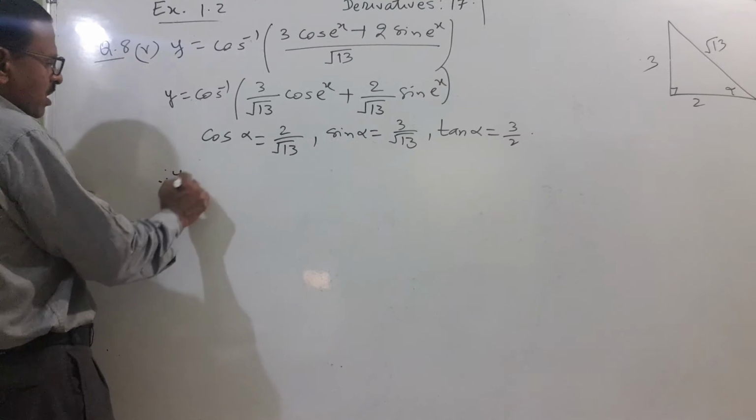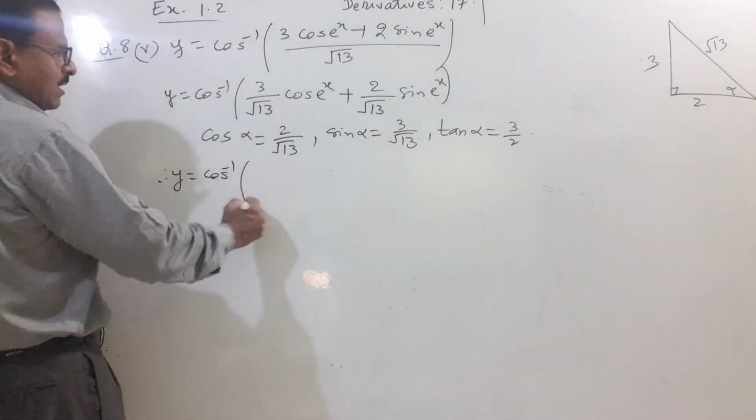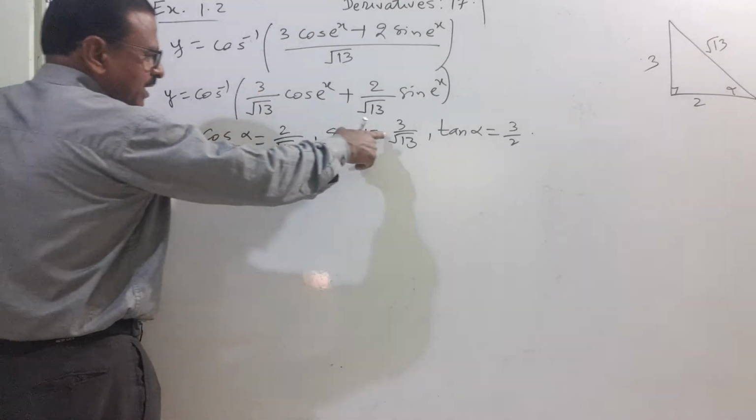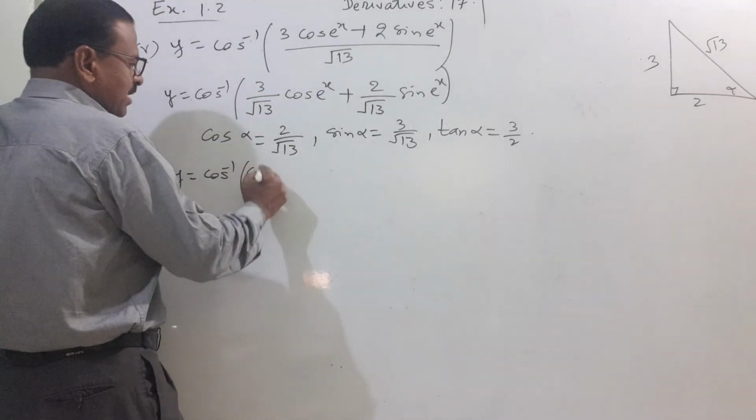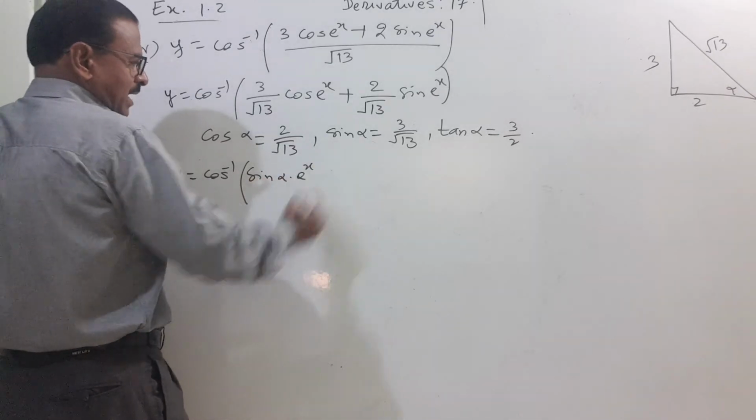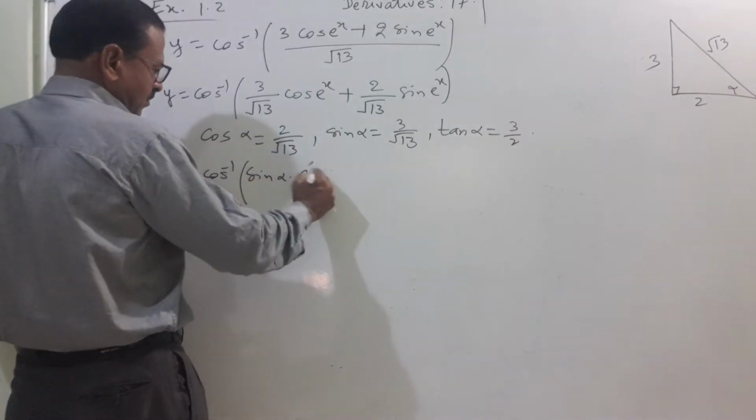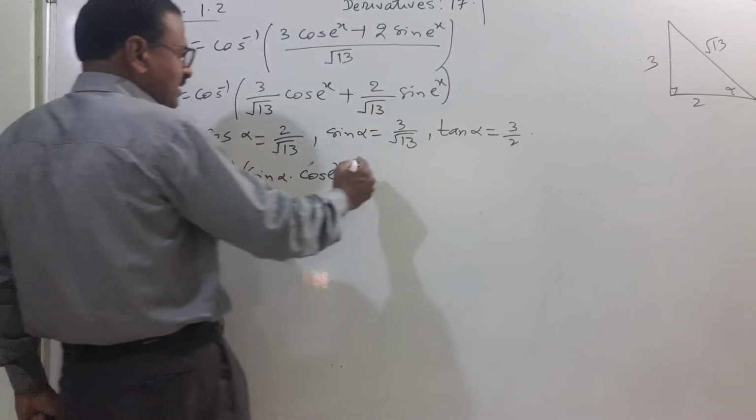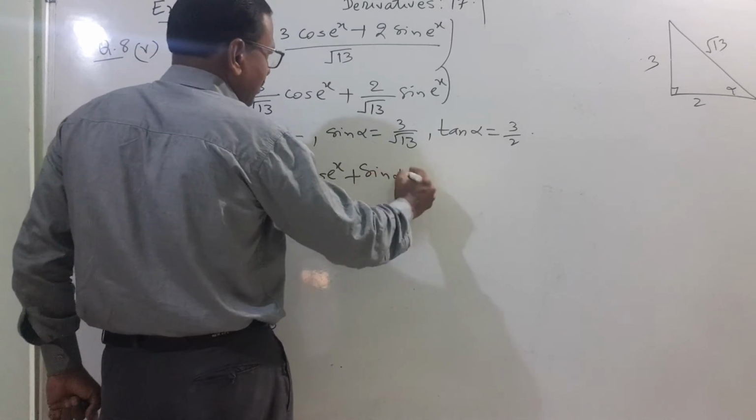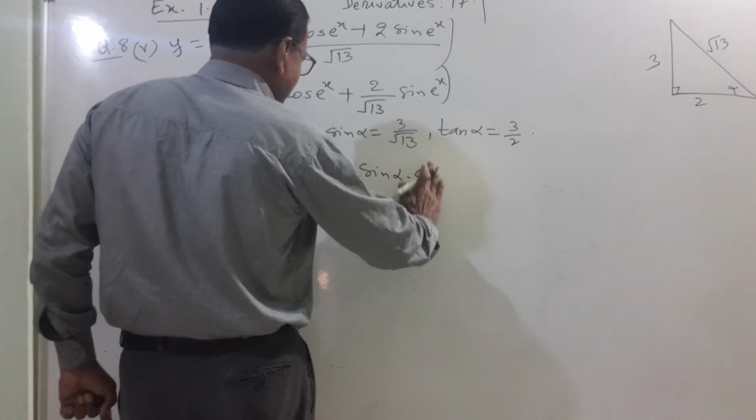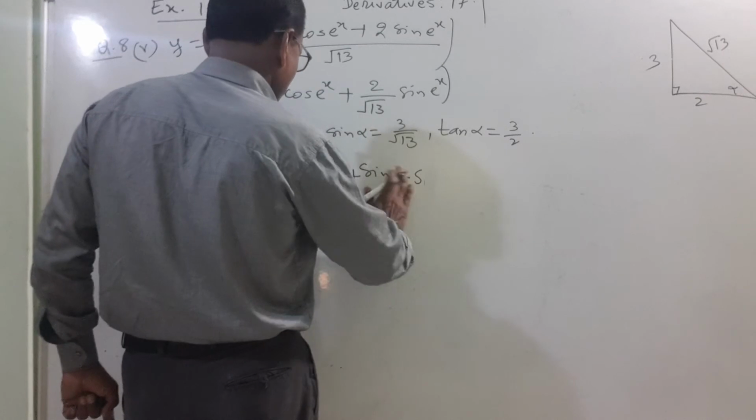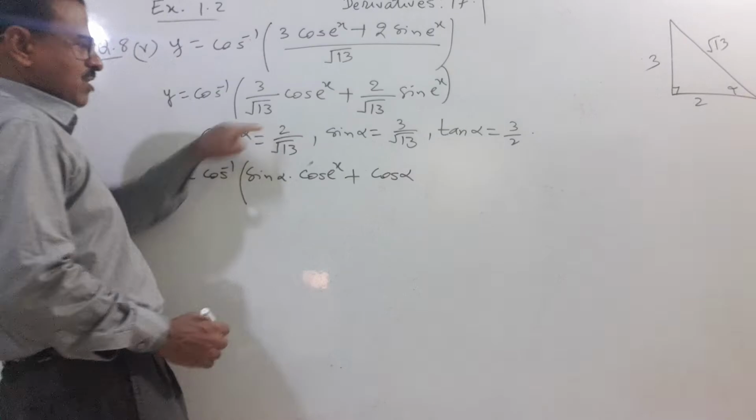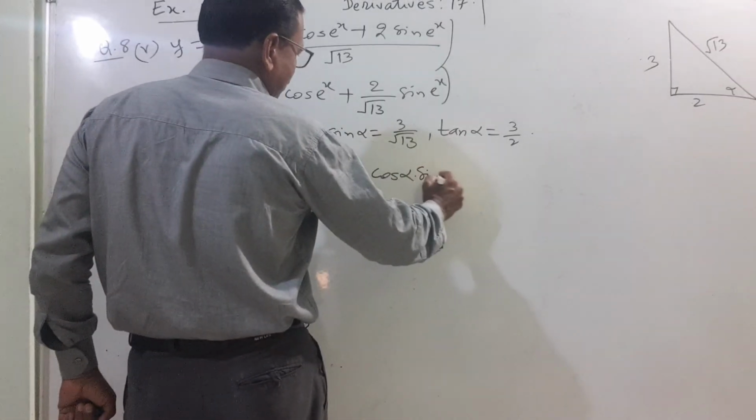Therefore, y will be cos inverse of, this is 3 upon root 13 is sin alpha, sin of alpha into cos of e raised to x, plus 2 upon root 13 is cos alpha, 2 upon root 13 is cos alpha into sin of e raised to x.